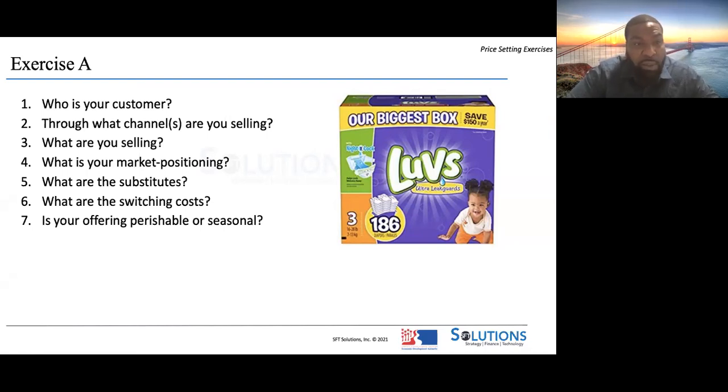What are the substitutes? Like I said, cloth diapers are a substitute. What are the switching costs? The switching costs are relatively low. And is the offering perishable or seasonal? Neither. It's pretty flat. Demand is pretty flat year round. So that's how I would dissect selling disposable diapers.